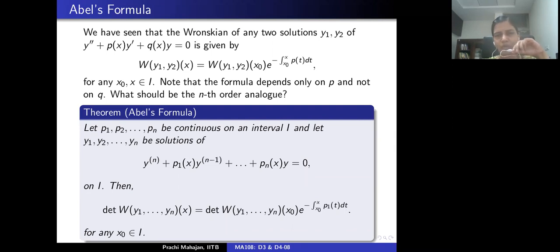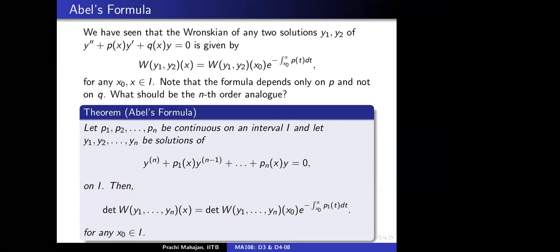So much like the order 2 case, you would have the same thing here: if you have a linear nth order homogeneous differential equation whose coefficients are continuous on an interval I, and you have n solutions of this equation, then the Wronskian determinant of these n solutions is either identically zero on the interval I, or it's never zero on the interval I, much like the order 2 case, right? So I hope the statement is okay with everybody present here. Is that okay? Yes? Yes, ma'am. Yeah, so let's see the proof.